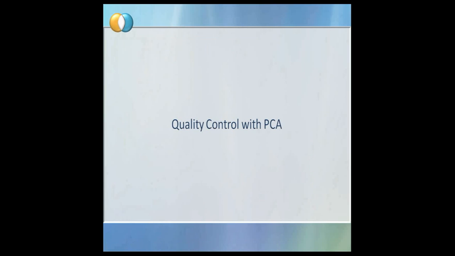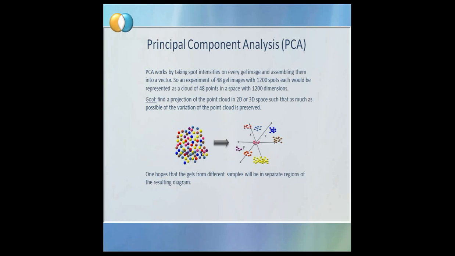So the first thing is the quality control, and we can use principal component analysis for that. What is principal component analysis? Imagine you have a vast amount of data in your table and you want to get an overview which columns of the table, that means which gel images, are similar to each other. And you would expect that replicates, of course, are very similar to each other.